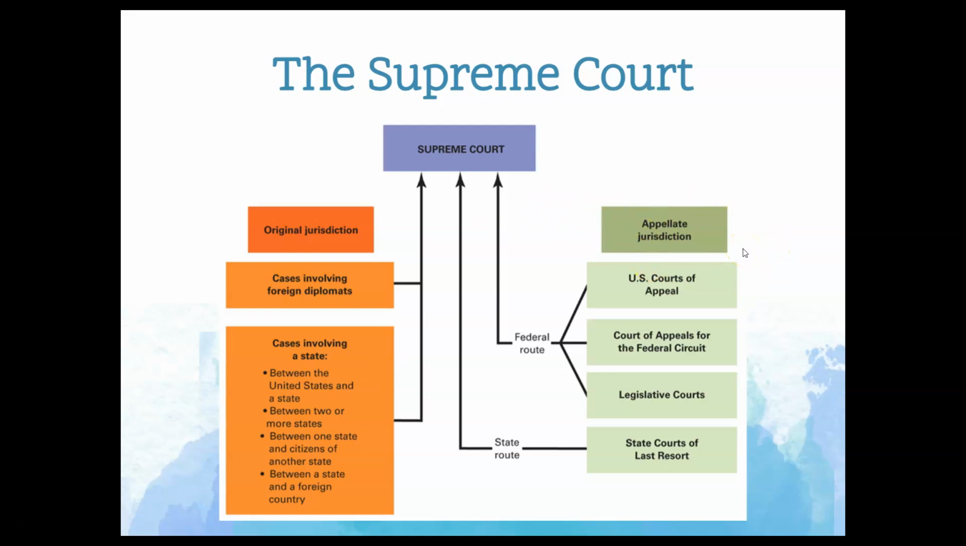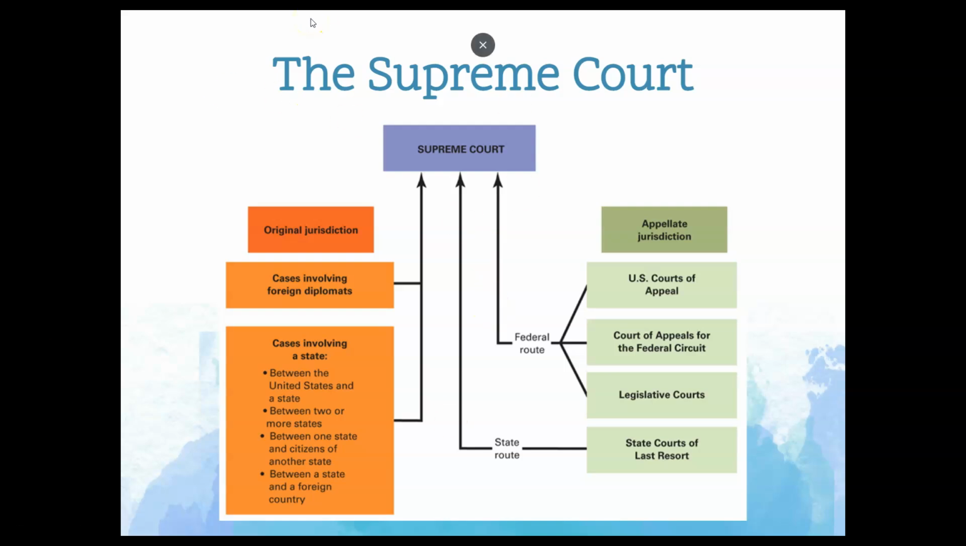So through that process of appeals, we have the state route where it's reached a state Supreme Court and it's appealed here. It might come from those legislative courts or those federal courts of appeals, or most likely the U.S. courts of appeals going through that federal route.